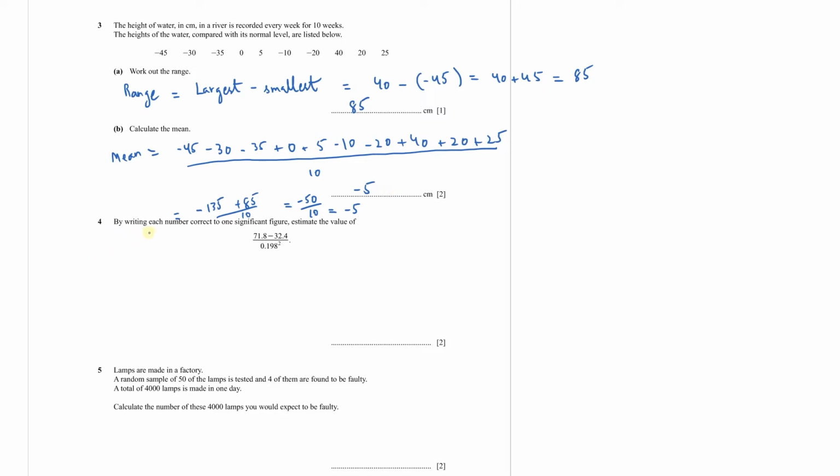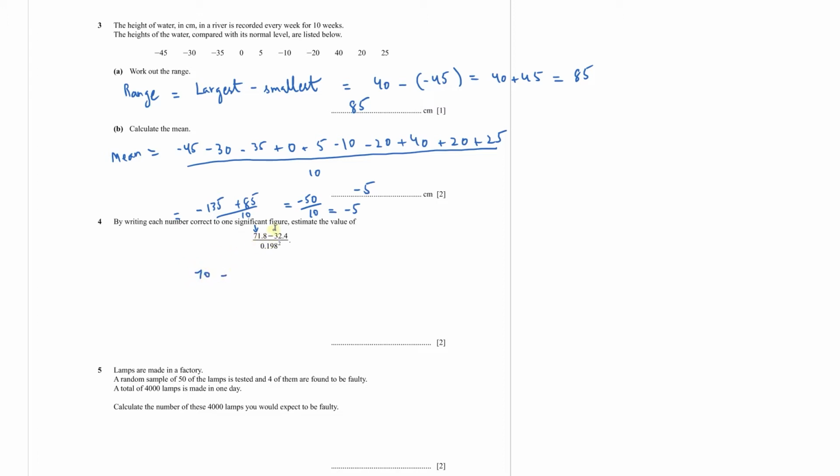Question 4 is by writing each number correct to one significant figure, estimate the value of this. So first we need to write this expression correct to one significant figure. So if we look at 71.8, this 7 is the first non-zero value. So this will be my first significant figure. Then I'll make the rest of them 0 since the next value is 1, which is less than 5. So I will round this value down to 70.